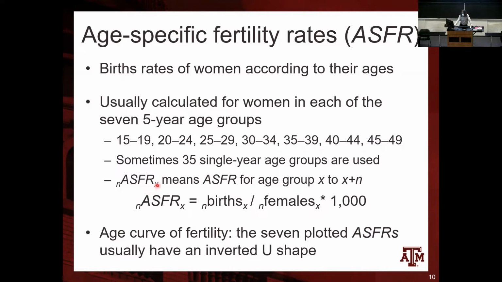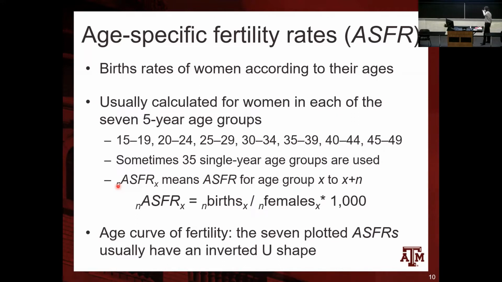The X means the starting age that we have, and the N means the width of that interval. So for this age group here, 15 to 19, you have ASFR 15, 5, because 15 is included. So it'll be 15, 16, 17, 18, 19. For the age group of 30 to 34 is ASFR 30, 5. So the N is the same, right? It's just saying the N is the width of the interval.